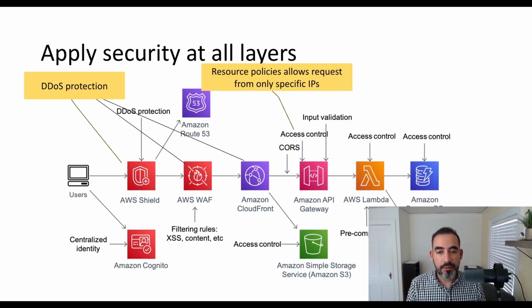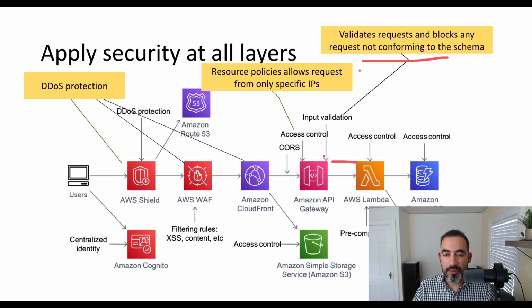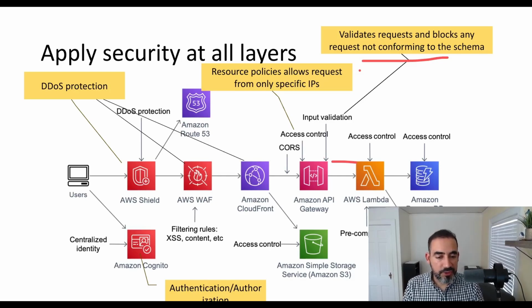Now this is pointing to the minimizing your attack surface approach. Here we have resource policies that only allow access to specific IPs. This is the introspection principle in practice. We have some input validations that are done before the request reaches our Lambda. We are validating the input, and it should comply with the expected schema. Authentication and authorization is being done by Cognito.